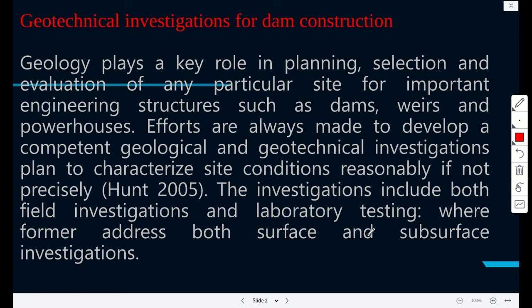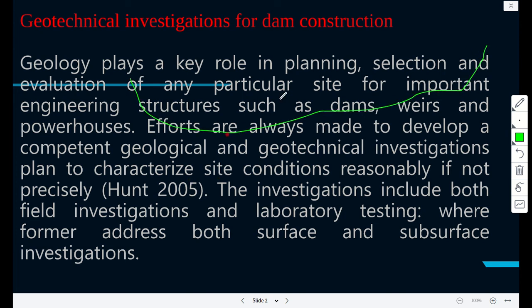So the surface conditions will be addressed by geological investigation. Sometimes you can even use a drone. Once you select an area, you put some pictures up to see the terrain, how does it look, the surface, what is happening, what kind of rocks, what can you see, and also geotechnical investigations. Now you drill inside the soil to deal with the subsurface matters.